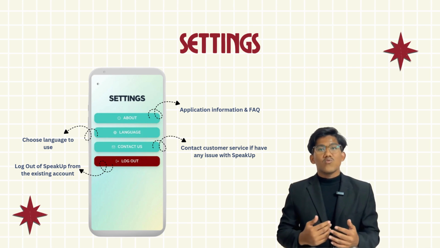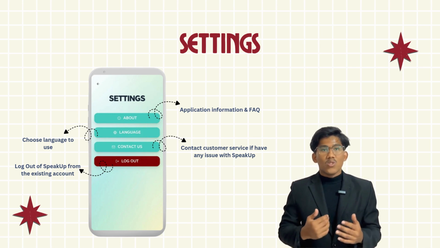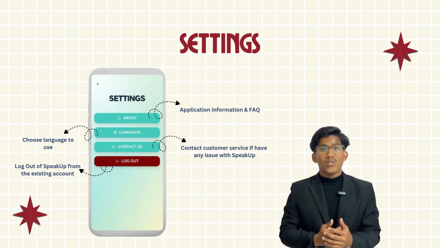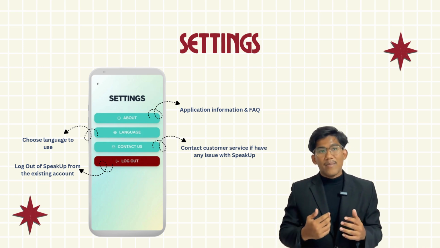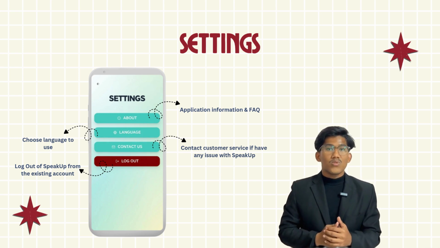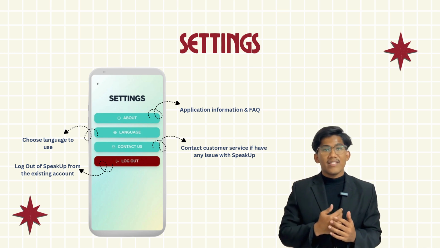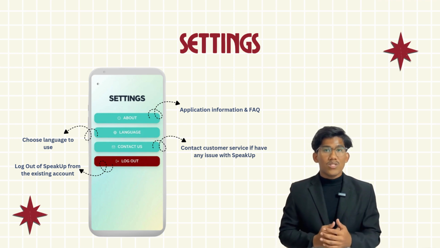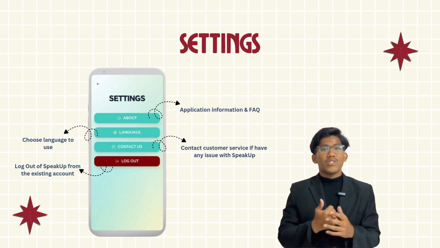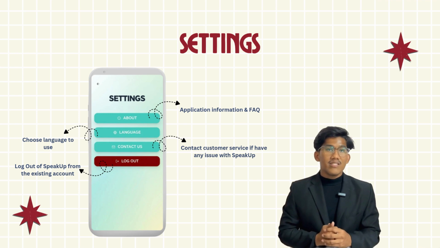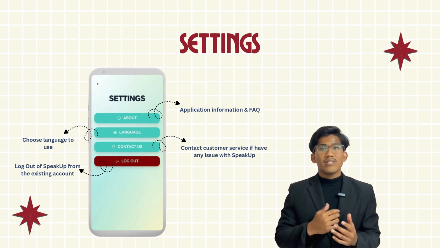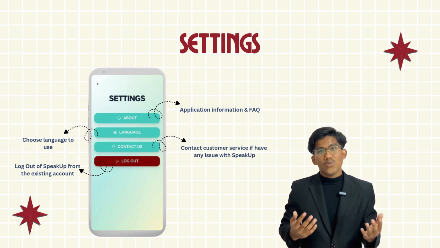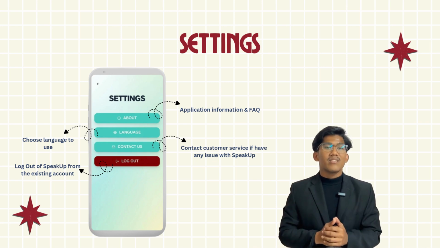We designed this section to be clean, simple, and easy to navigate, so users can quickly find what they need. The first option is About, where users can revisit information about the app. Next is Language, which allows users to change their language preference at any time, giving them flexibility. There is also a Contact Us option for users who wish to provide feedback, ask questions, or request assistance. Lastly, the logout option allows users to exit the app safely and securely. Overall, the settings menu gives users control and flexibility while maintaining a user-friendly design.